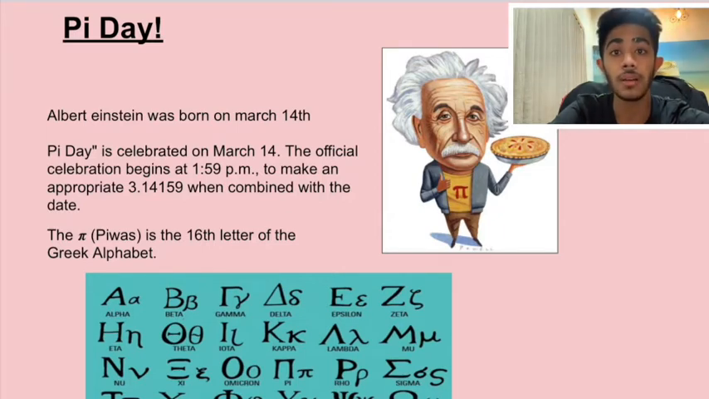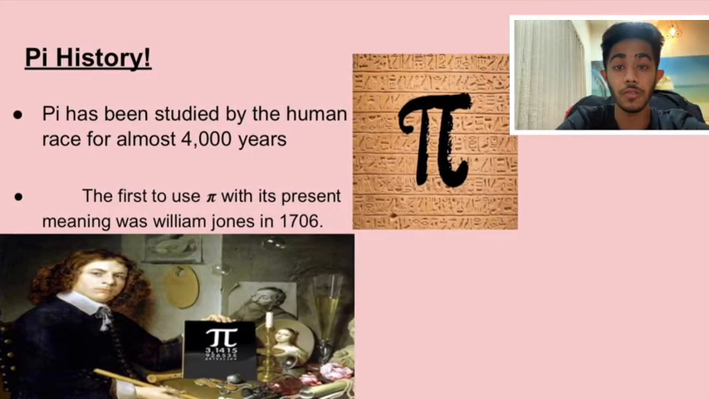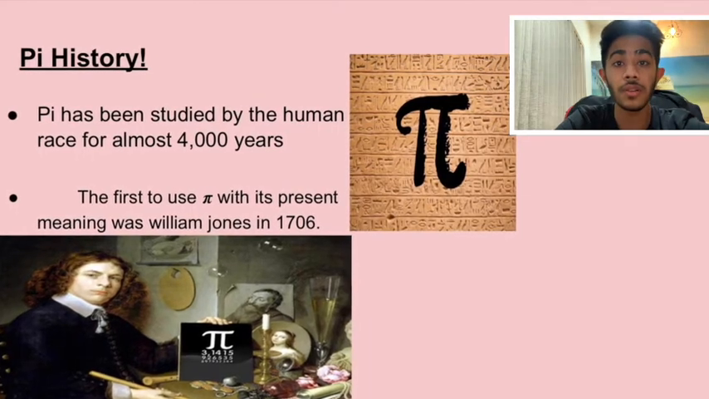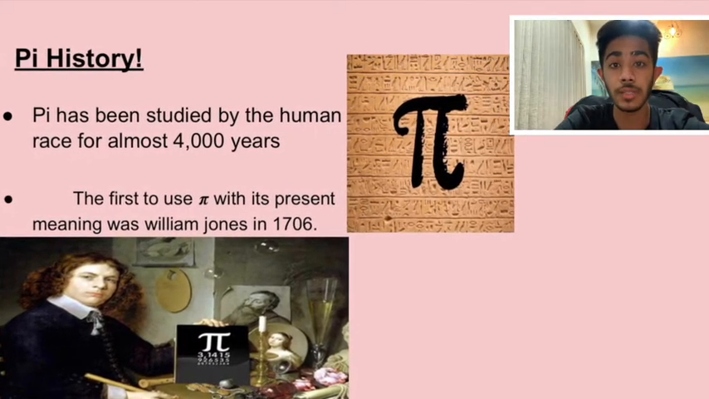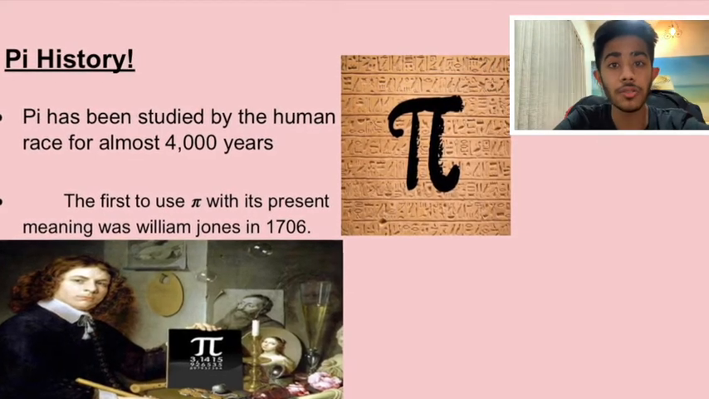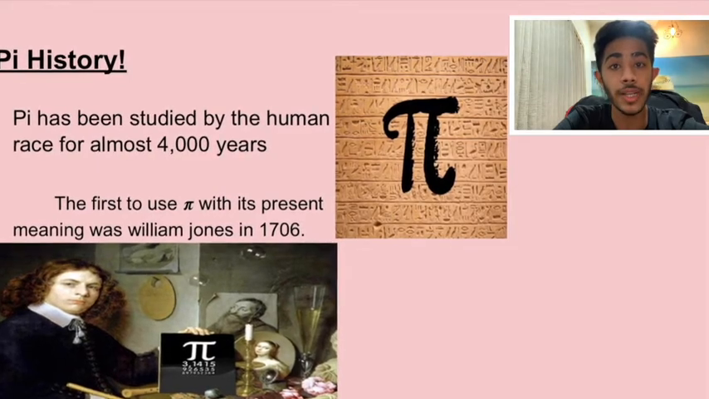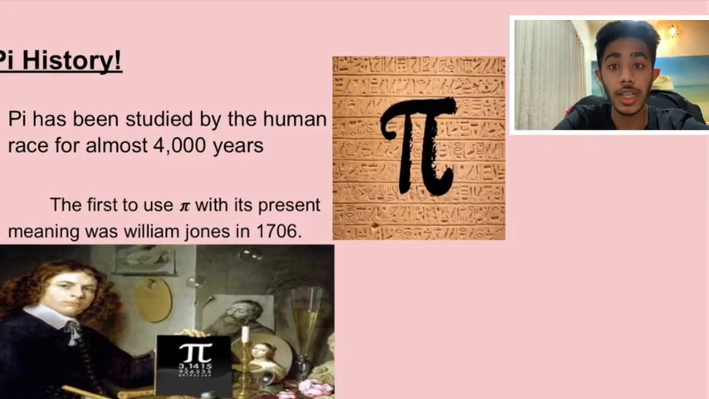Pi is the 16th letter of the Greek alphabet. In the Greek numerals, pi has a value of 80. Pi has been studied by the human race for almost 4,000 years. The first person to use pi with its present meaning was William Jones in 1706. He also introduced the symbol pi. By the end of his life, he learned almost 28 languages, including Chinese.